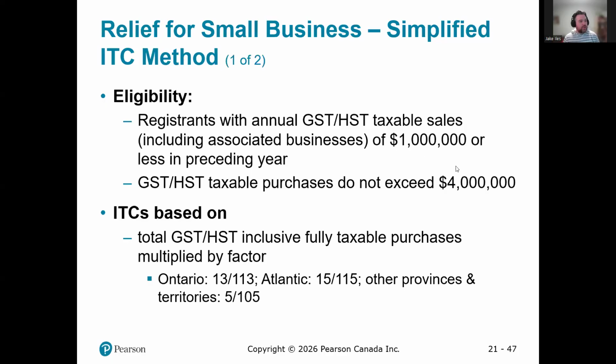So just to touch on it, other than the quick method, there is a simplified ITC method. This comes from if you didn't take the time to split out the sales tax amounts from your purchases, it's included in your cost. This method allows you to tally up all of those fully taxable purchases, and then you apply this fraction to isolate the sales tax portion. So this method only really applies to fully taxable purchases.